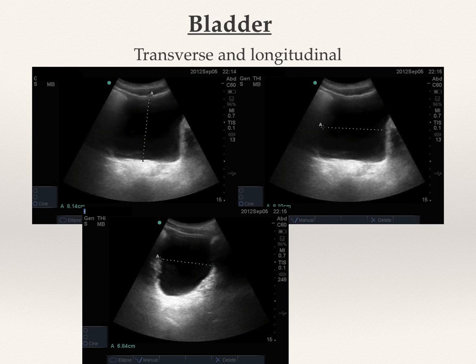Quickly, just about the bladder, anechoic structure that you're looking for just above the pubic symphysis. We want to measure it both in a transverse and a longitudinal plane. And then if we're looking at it for volume, we want to measure its depth, its width, and its height.